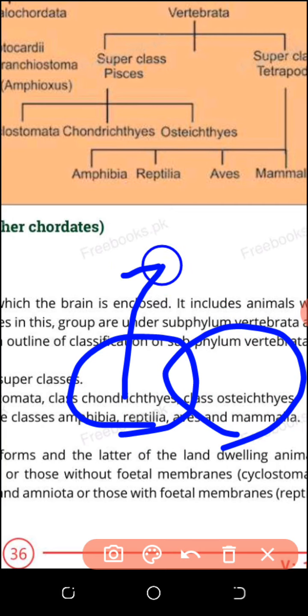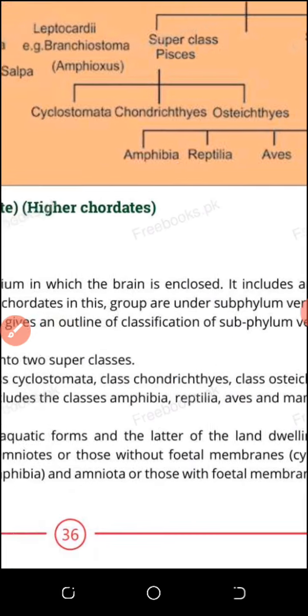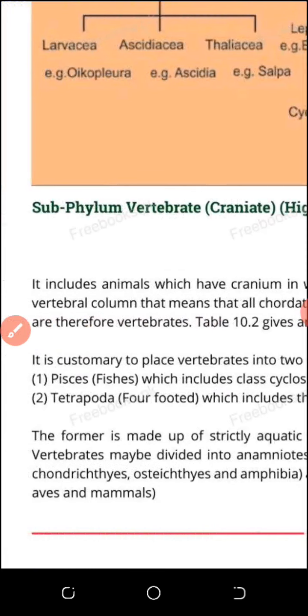Chondrichthyes are cartilaginous fishes, meaning they consist of cartilage, and osteichthyes, these are the fishes with bones. Especially, I will tell you these are the bony fishes and they are more developed fishes. Their gill slits are covered by a bony frame that is called the operculum. That is the difference between bony fishes and tetrapods.